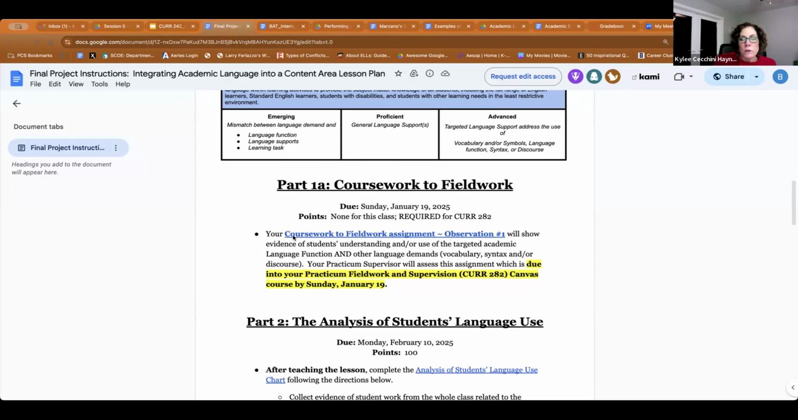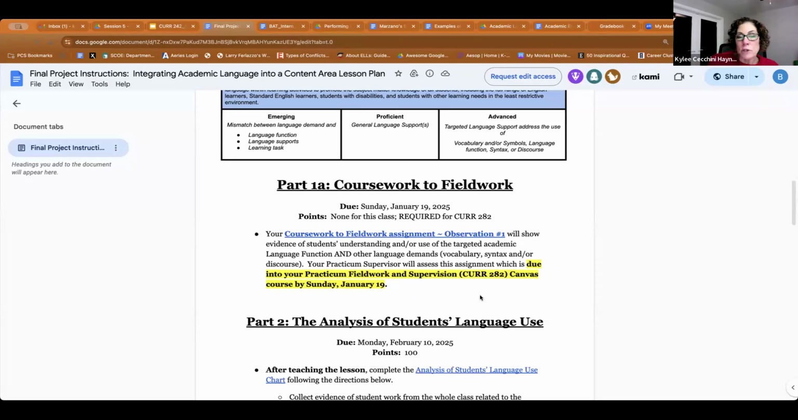Let's look over this, and this is a link that will take you to the description of this part 1A. So this is for observation 1. It will show evidence of students' understanding and or use of the targeted academic language function and other language demands, vocab, syntax, and or discourse. Okay, so let me put this into layman's terms.